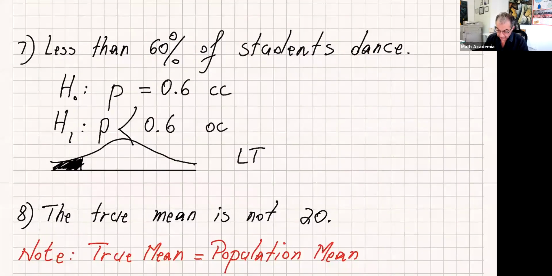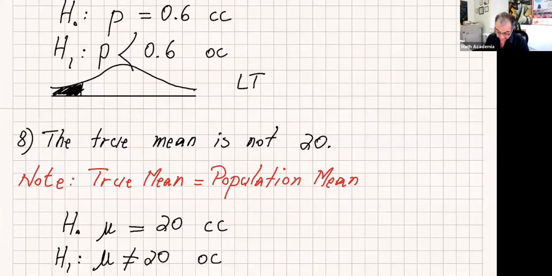Next one, the true mean is not 20. Whenever you hear the word true, just know that you're dealing with population. The true mean, that means the population mean. The true mean is not 20, you write that. You know it's not equal to, so it's H1. And H0 will be the mean equals to 20. I wrote that claim first, so this is the original claim. And of course, the other one will be the counterclaim.